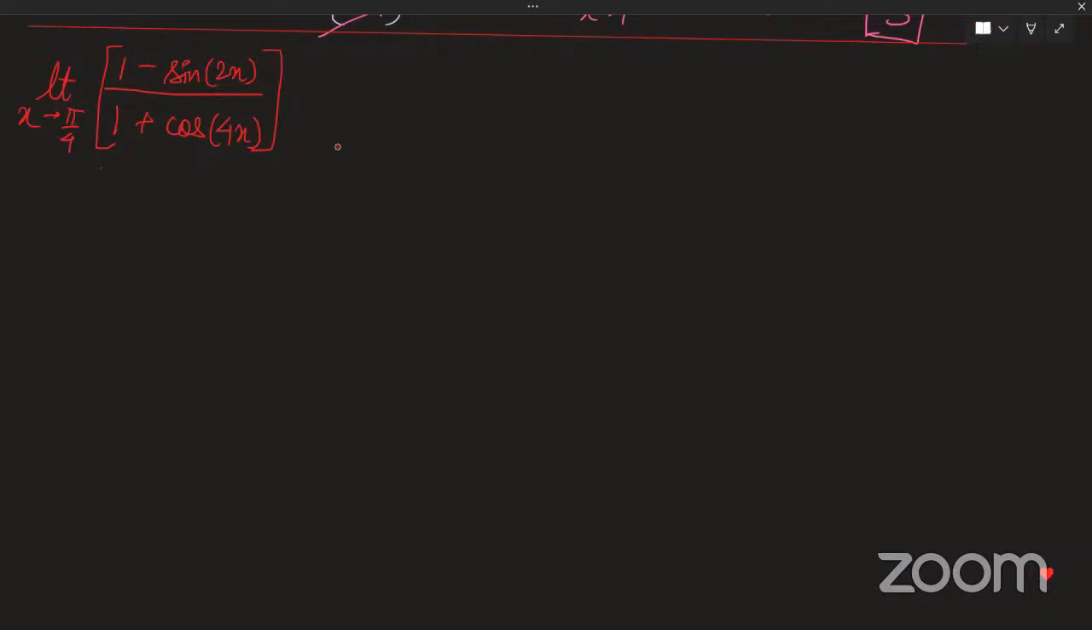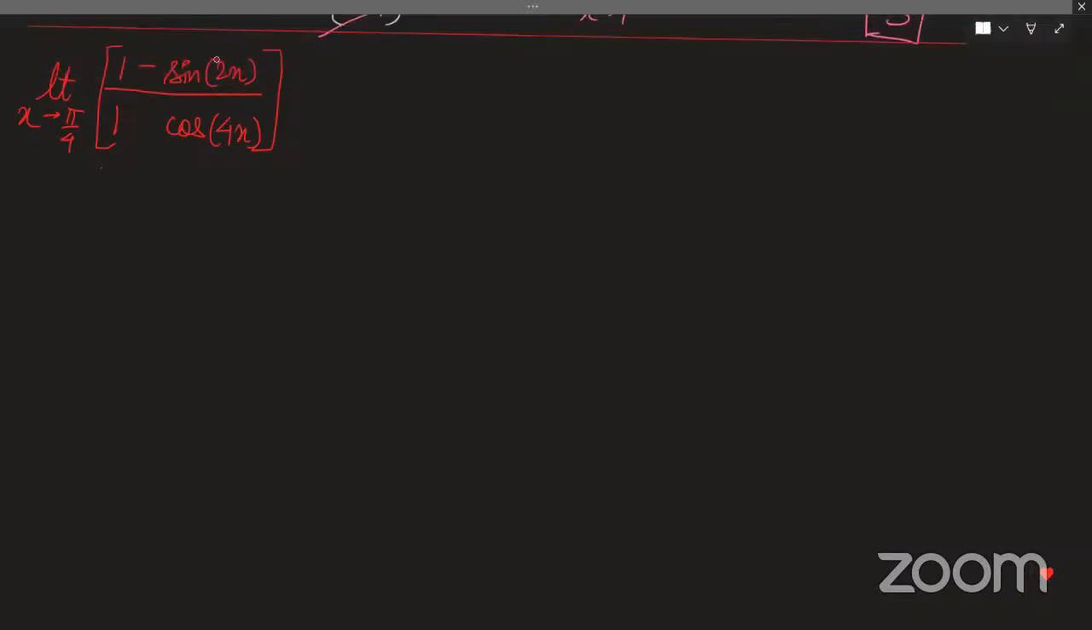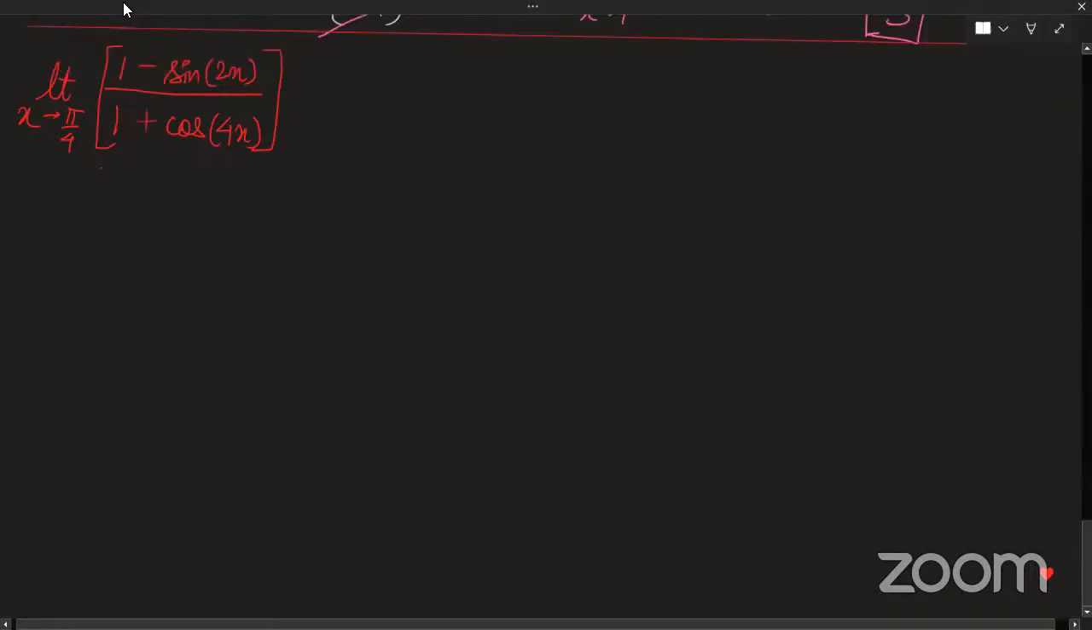Yes, sir. And the same thing in the denominator, your cos of pi is minus 1. So 1 plus minus 1 will also turn out to be 0. So yes, it is in 0 by 0 form. Correct. Right, everyone? It is in 0 by 0 form.